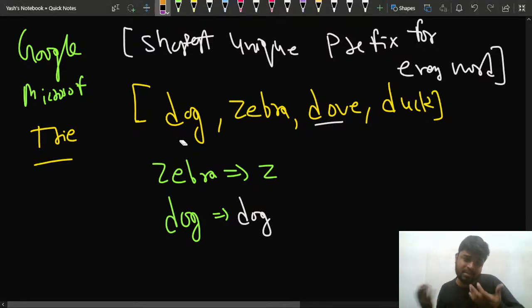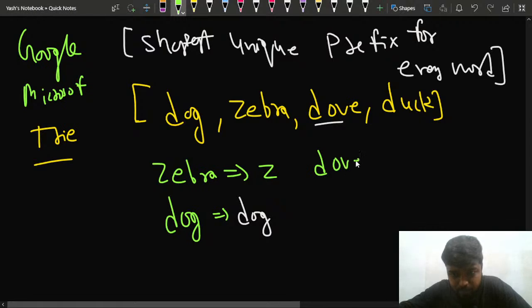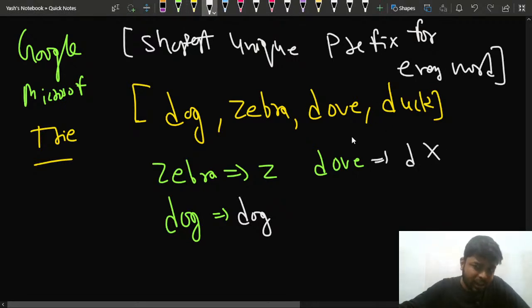I have to do this simply because there is no other way. Now if I have this word, dove, can I represent this dove with D? No, I cannot. Why? Because if dove is starting with D, duck is also starting with D and dog is also starting with D. So that's why I cannot do it.